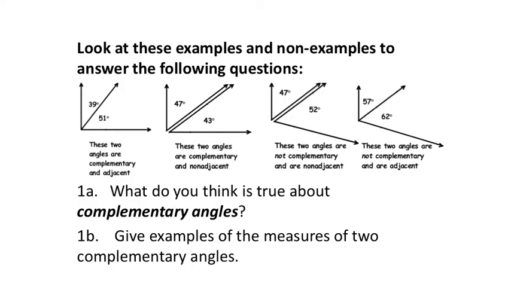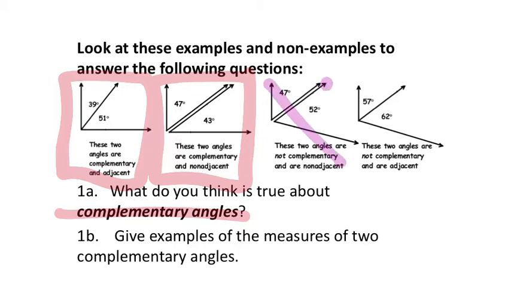So look at these examples and non-examples for this vocabulary. This one specifically is for complementary angles. So it would say, hey, look, this one right here, complementary. This one, complementary. This one, not so much. Same with this one, not complementary. Now you may look at these for a while and think to yourself, what am I looking at? And these are angles.